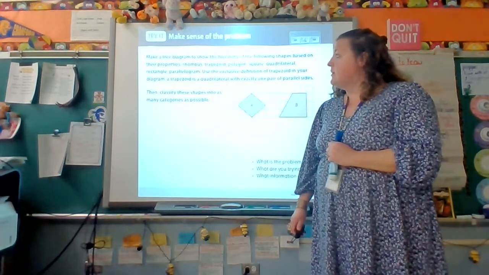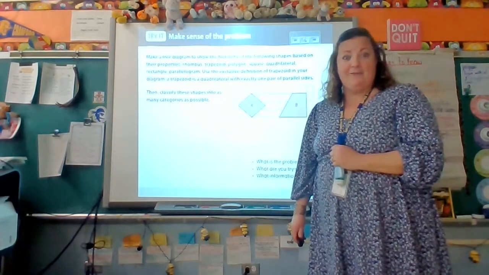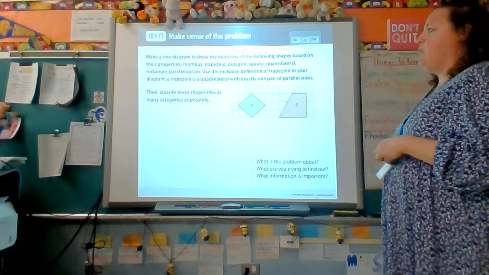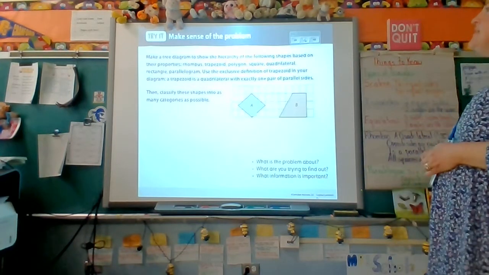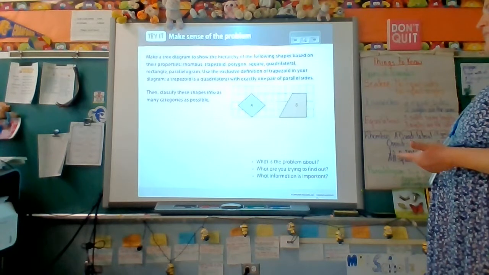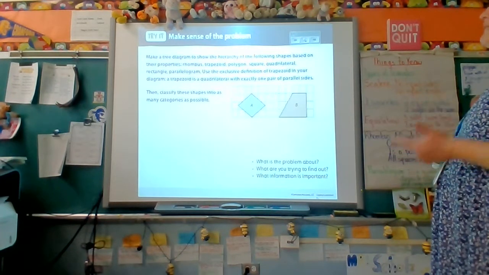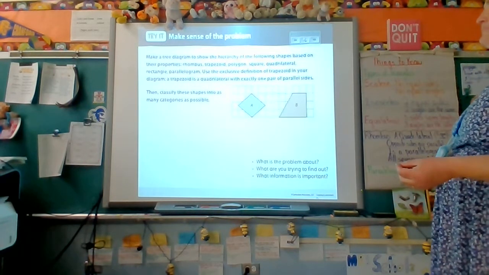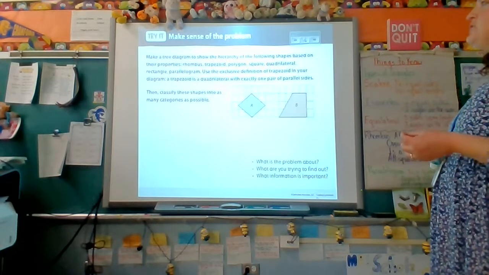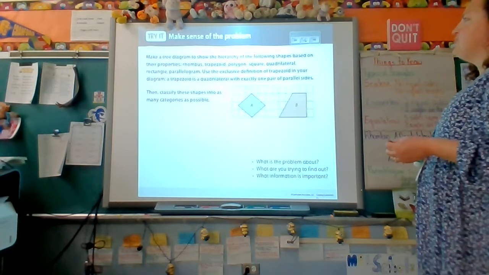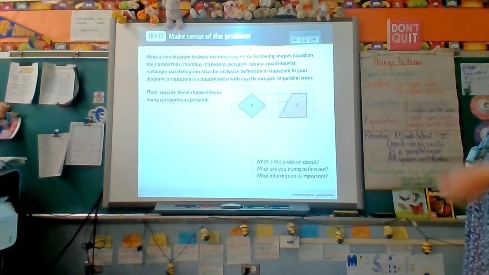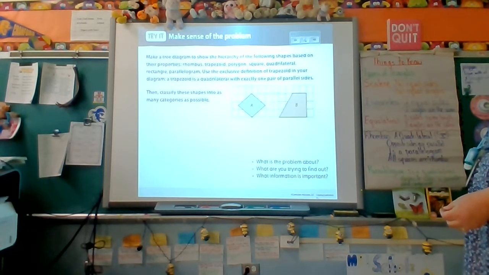All right, so let's get started. We're going to do a major tree diagram. I can't wait. Okay, so we're going to make a tree diagram to show the hierarchy of the following shapes based on their properties. Look at all these shapes, you guys: a rhombus, a trapezoid, a polygon, a square, a quadrilateral, a rectangle, and a parallelogram. Use the exclusive definition of trapezoid in your diagram. So a trapezoid is a quadrilateral with exactly one pair of parallel sides.